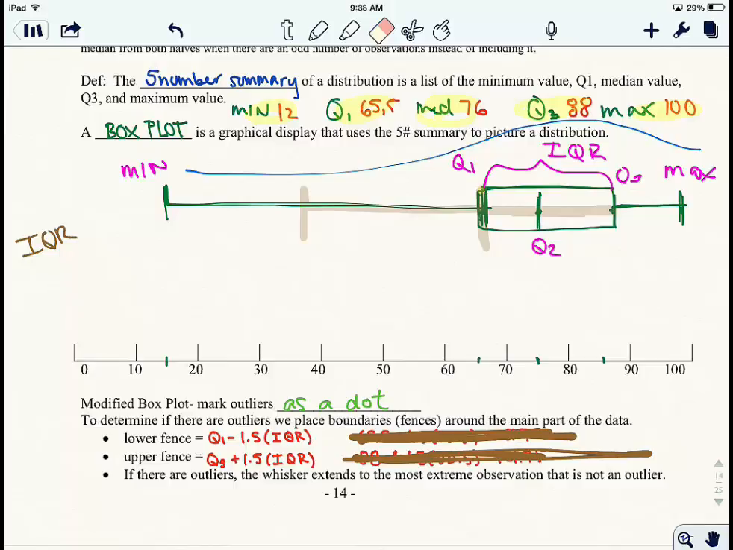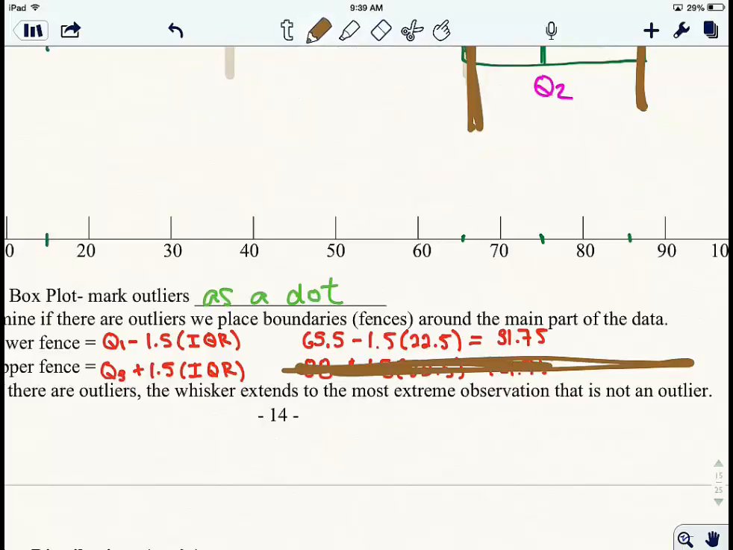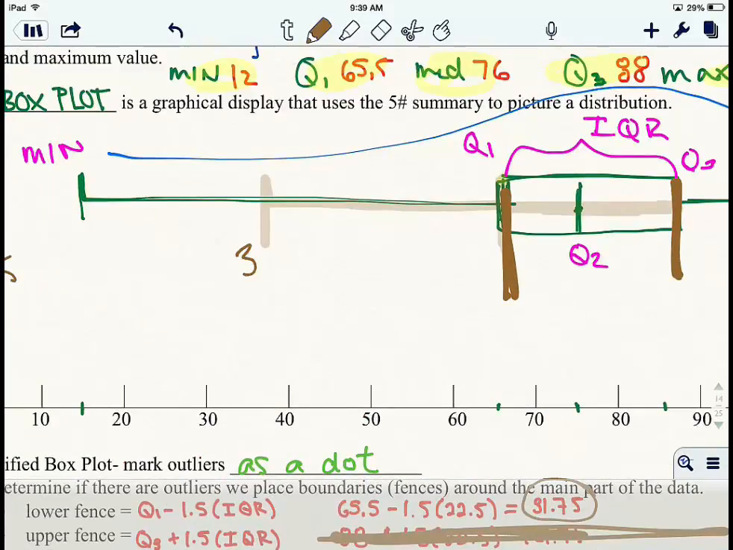And if we do that mathematically, we need to know what the IQR is. Well, the IQR is from here to here. Well, Q3 was 88 minus Q1, which is 65.5. So the IQR is 22.5. So we'll put that in the formula. And you can see that the cutoff for a lower outlier is 31.75. So anything lower than 31.75, and my estimate was close, anything over here is going to be an outlier.